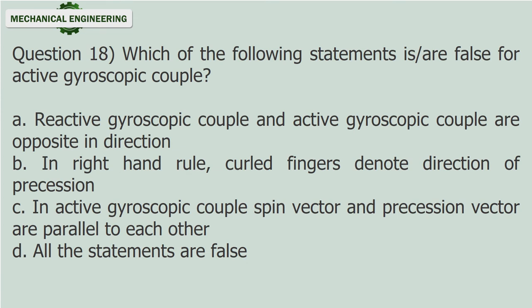Question 18. Which of the following statements is false for active gyroscopic couple? A. Reactive gyroscopic couple and active gyroscopic couple are opposite in direction. B. In right-hand rule, curled fingers denote direction of precession. C. In active gyroscopic couple, spin vector and precession vector are parallel to each other. D. All the statements are false.